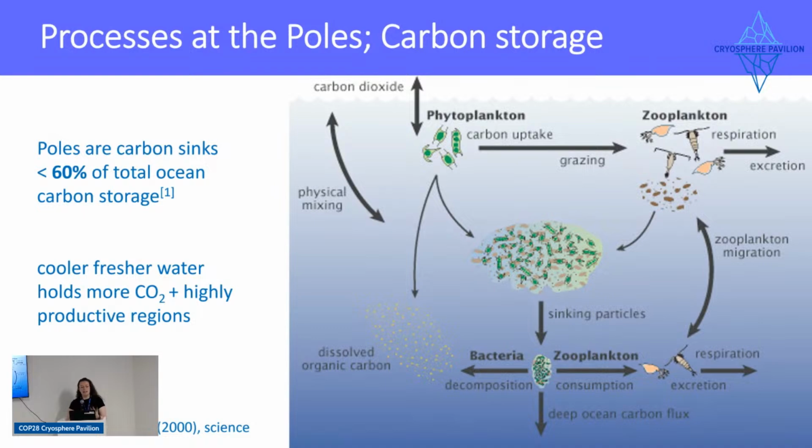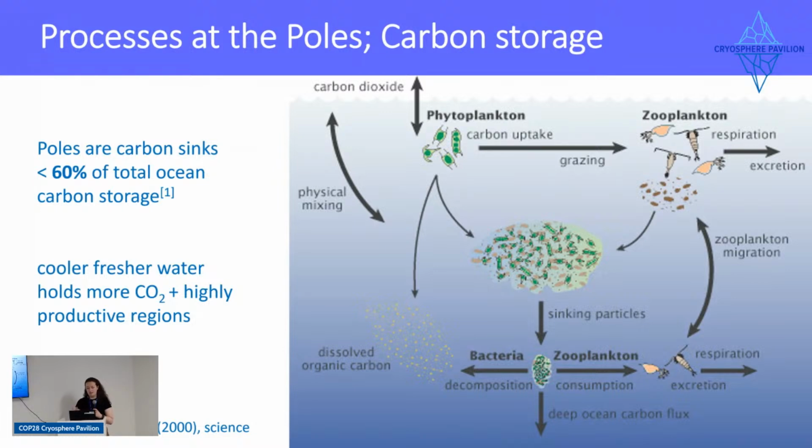And the poles are particularly important when we talk about the biological carbon pump, because they're this really productive, very efficient ecosystem. They're capable of storing up to 60% of the total ocean carbon storage. So they're really, really effective at storing this carbon. You know, they're really good at getting the carbon into the deep ocean. And this is also partly why the polar oceans are so vulnerable to ocean acidification, because they absorb so much carbon, they become more acidic much faster than any other region.